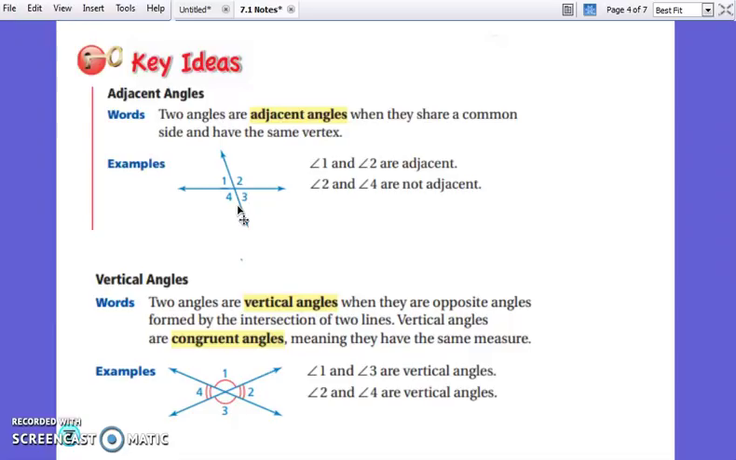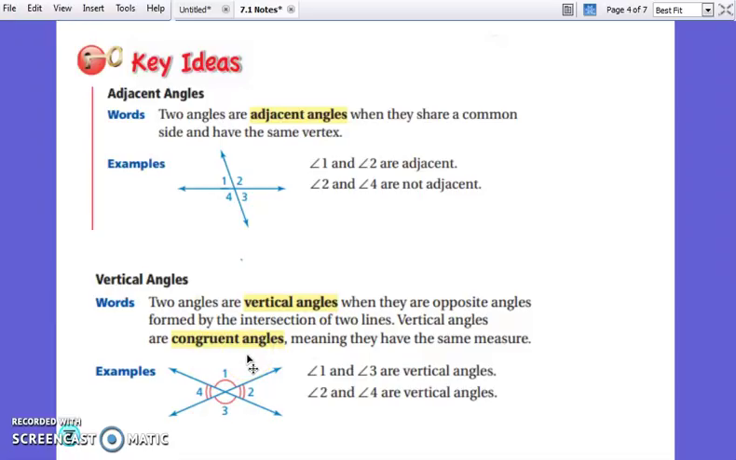So, vertical angles, if you look at the definition, says two angles are vertical angles. Go ahead and circle the word. When they are opposite angles formed by the intersection of two lines. Vertical angles are congruent angles, meaning they have the same measure. Go ahead and circle your vocabulary word. Congruent means they are exactly the same measure.